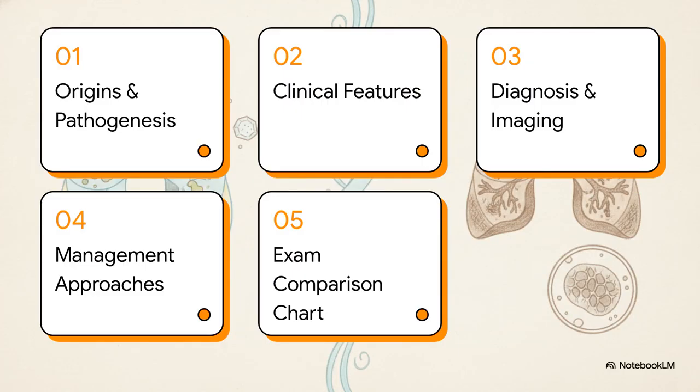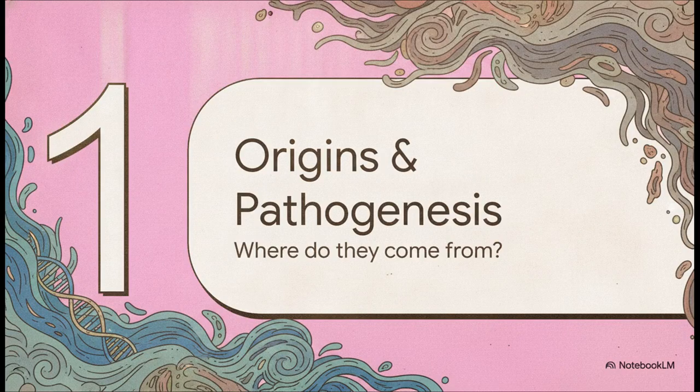Okay, let's just dive right into the roadmap. We're going to hit origins and pathogenesis, clinical features and mnemonics, diagnosis and simple imaging, contrasting management approaches, and wrap it all up with the ultimate exam comparison chart. All right, Part 1, Origins and Pathogenesis.